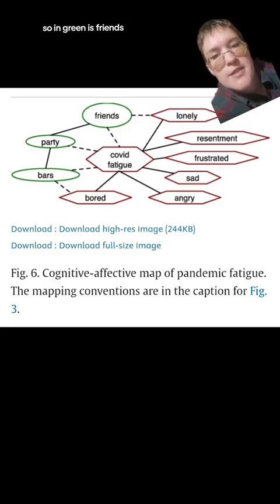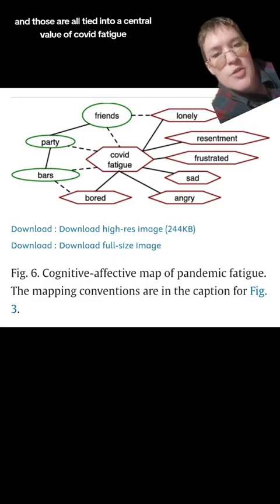In green is friends, party, and bars. These are the positive values. And in red is lonely, resentment, frustrated, sad, angry, and bored. And those are all tied into a central value of COVID fatigue.